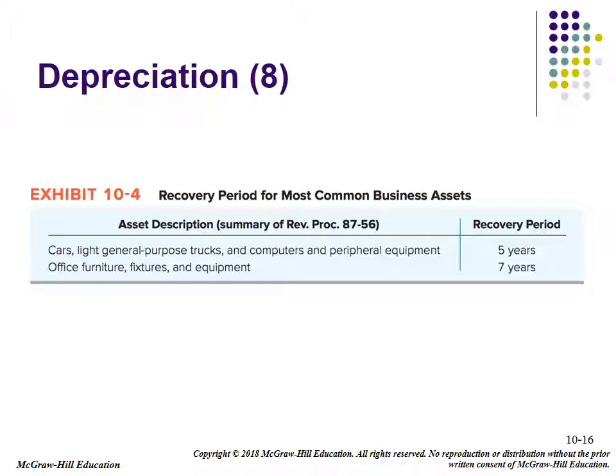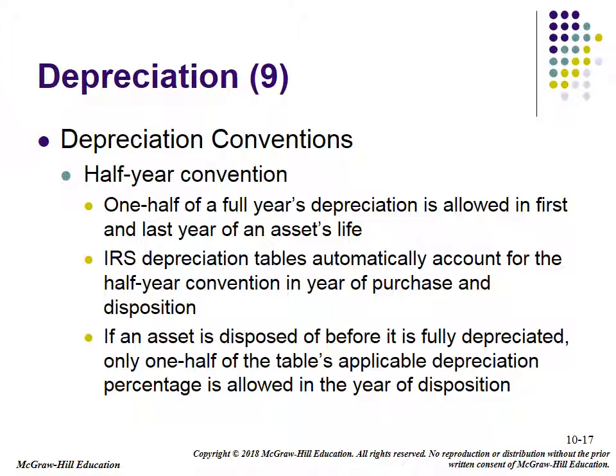Office furniture, fixtures, equipment, machinery, all of those things are 7-year. Okay, so those two lives are the most heavily used when depreciating business assets because most of them fall within those two lives. Once we determine the life of the asset, now we have to determine what we call the convention.